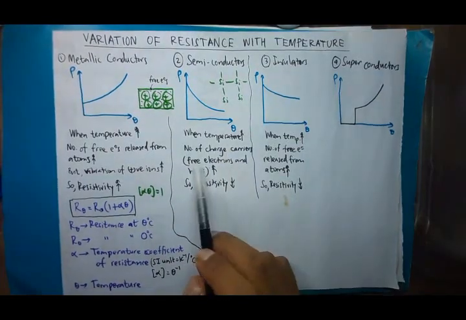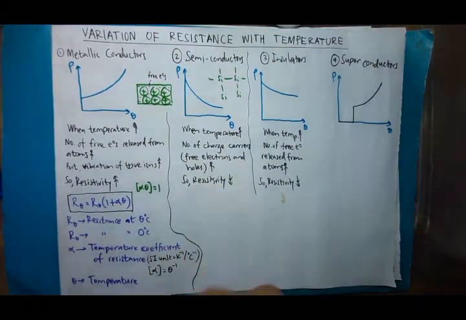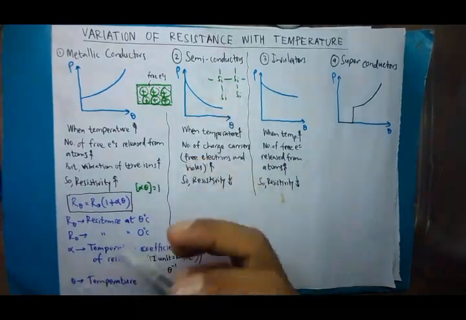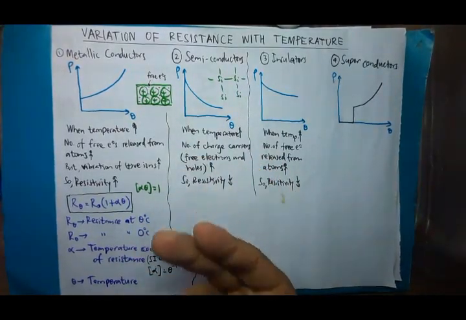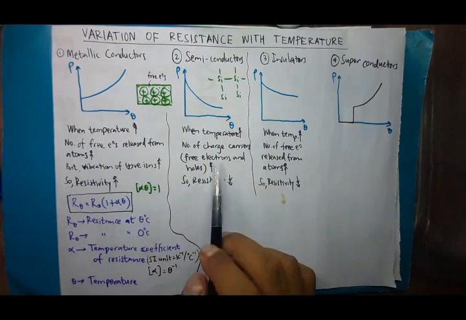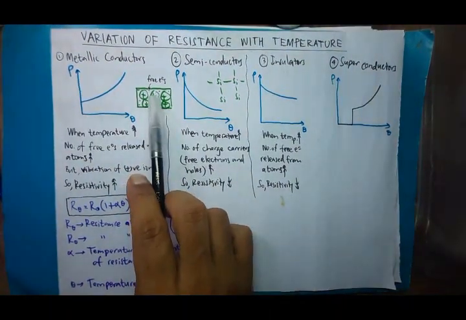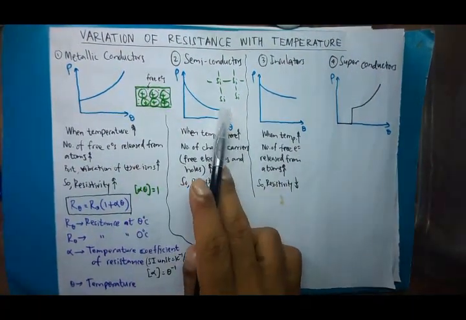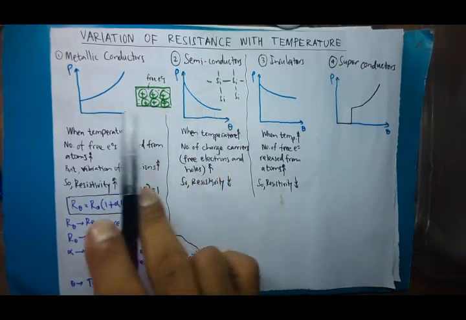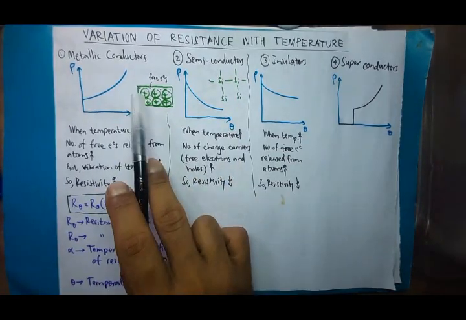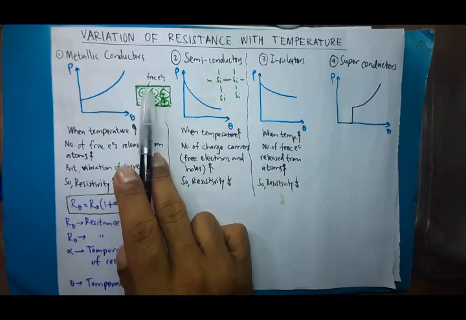When you increase the temperature, more charge carriers are produced in semiconductors. So if you have more electrons, that means less resistivity. Right, now you might have a question. Here the collision is happening, so won't collisions happen here? Yes, here also the collisions will happen. Both happen here: more free electrons are released as well as collisions happen.